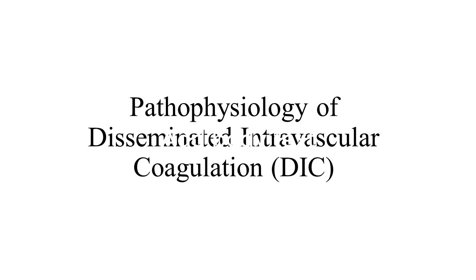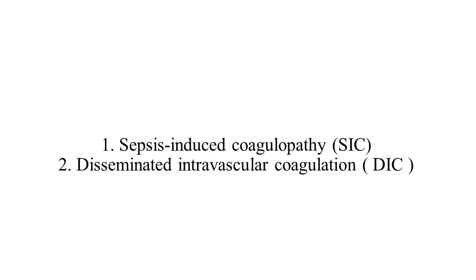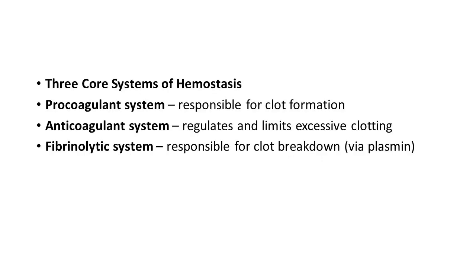In this presentation, we will explore the pathophysiology of disseminated intravascular coagulation, or DIC. DIC is a complex condition characterized by abnormal and widespread activation of blood clotting within the body. In this section, we will first discuss sepsis-induced coagulopathy, or SIC, and then move on to disseminated intravascular coagulation, or DIC.